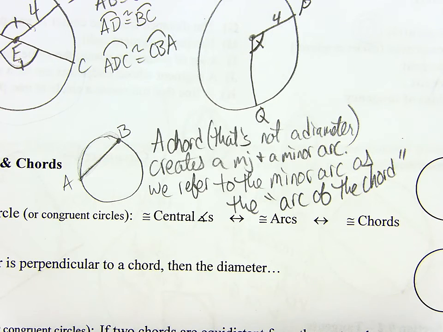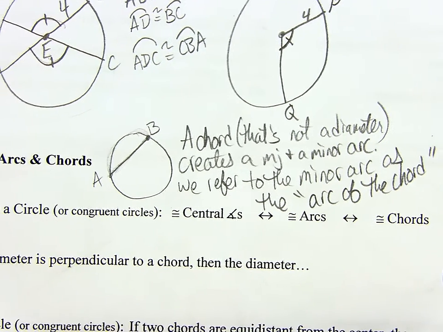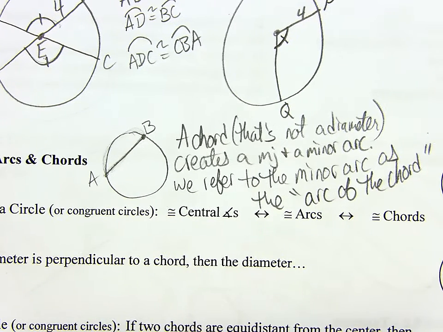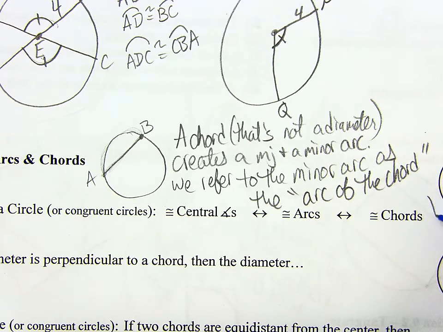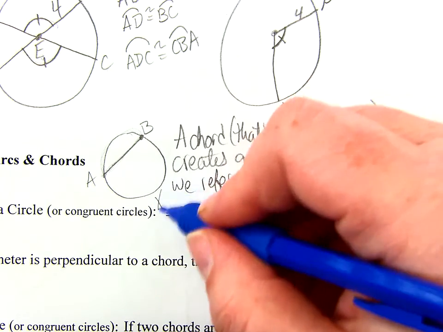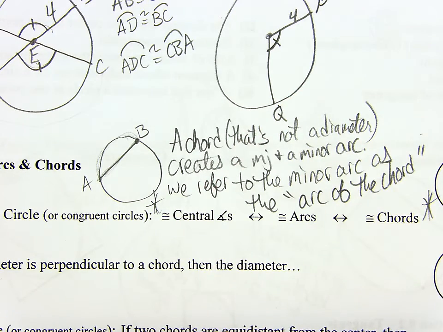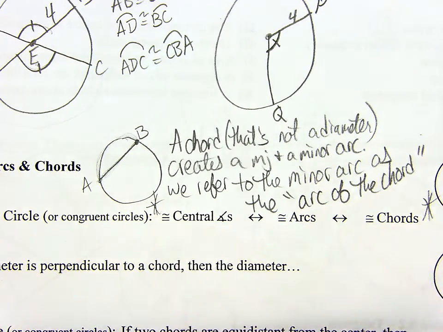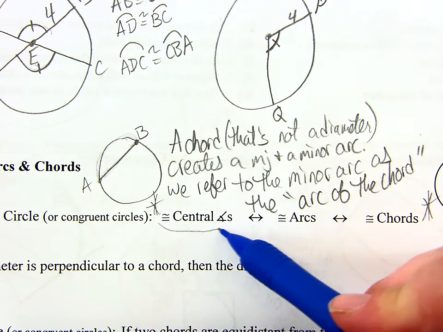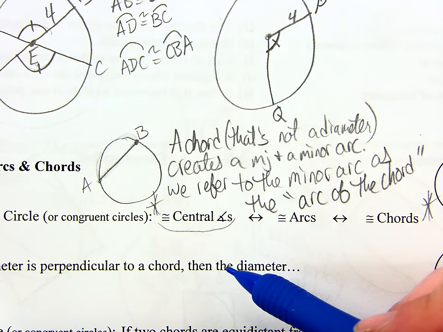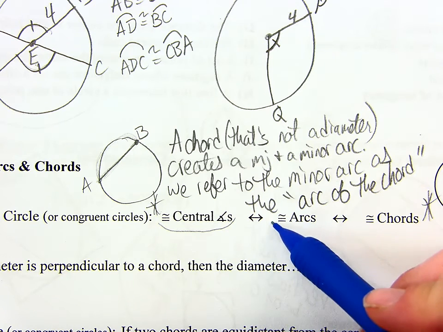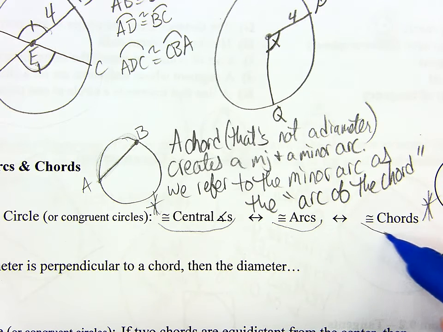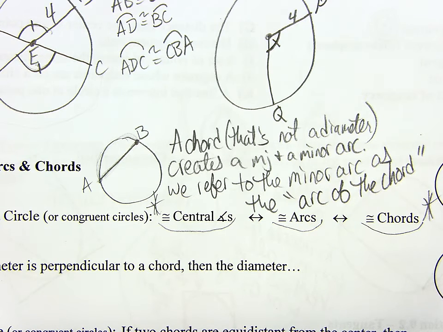Okay, so this next theorem, if you look down at the next line, is important to remember. You might want to put a big star somewhere. If you have a circle or congruent circles, all of these things are going to be true. So check it out: congruent central angles. If I have two congruent central angles, then I'm going to have congruent arcs, and I'm also going to have congruent chords. Okay, so let's just look at this in one circle.